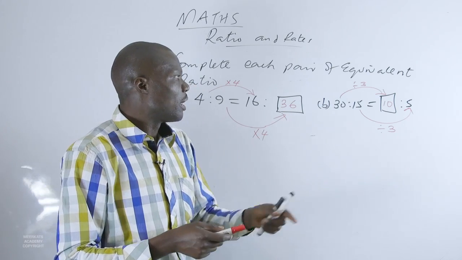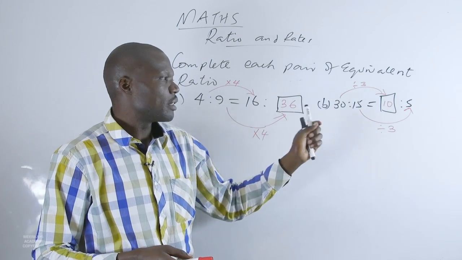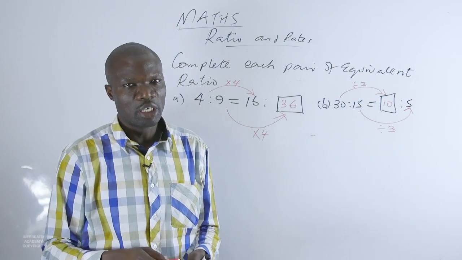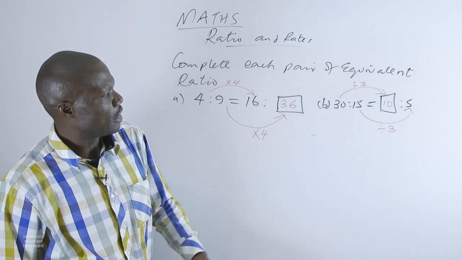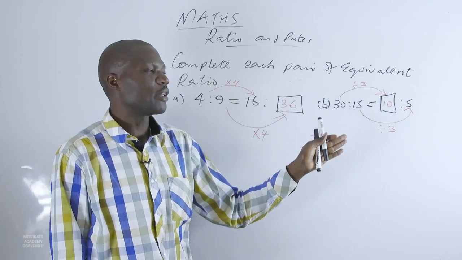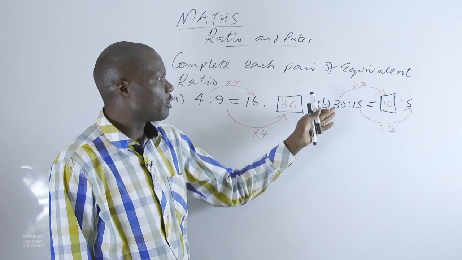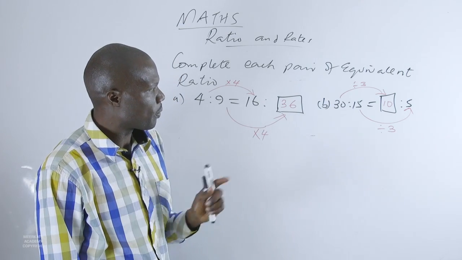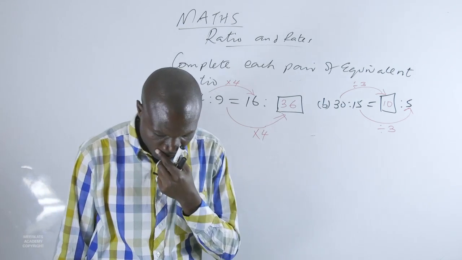Let's confirm. 10 multiplied by 3 is 30. 5 multiplied by 3 is 15. So the missing digit is 10. So the ratio that is equivalent to 30 to 15 is 10 to 5.